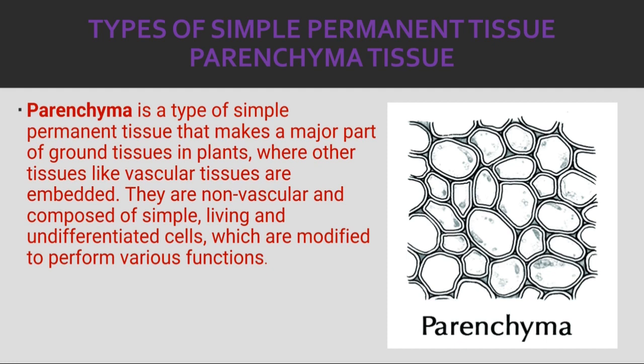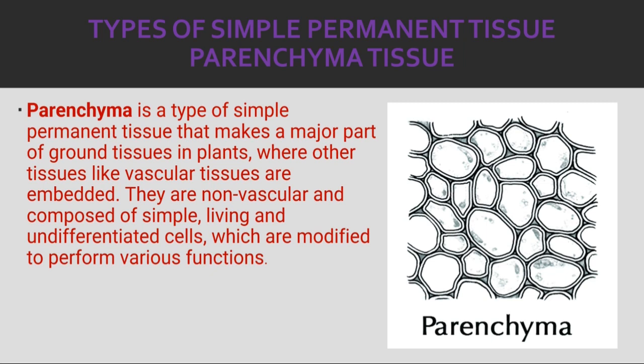Now parenchyma is a type of simple permanent tissue, and it makes a major part of the ground tissues in plants, where other tissues like vascular tissues are simply embedded. They are non-vascular. They don't contain any kind of vascular tissues, and they are composed of simple cells.